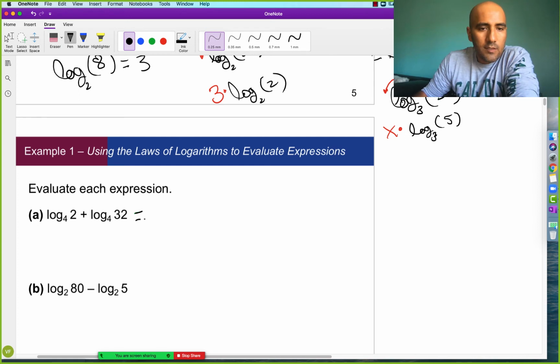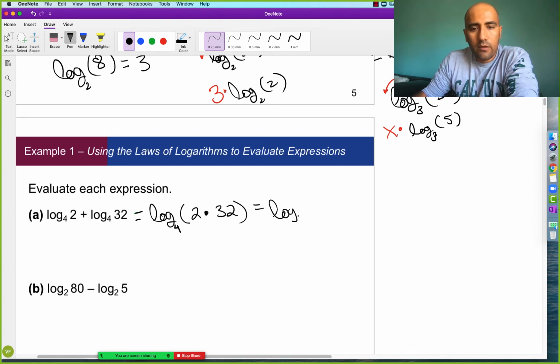This is equal to log base 4, we keep the same index, of 2 times 32, which will be equal to log base 4 of 64. And then when I want to find this answer, I've got to think to myself, 4 to what power? Remember this little thing: 4 to the power of the answer must be equal to 64.